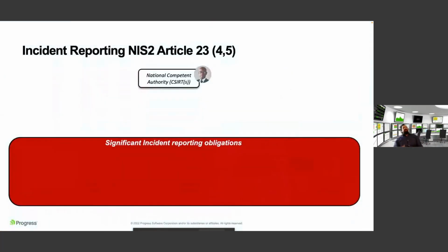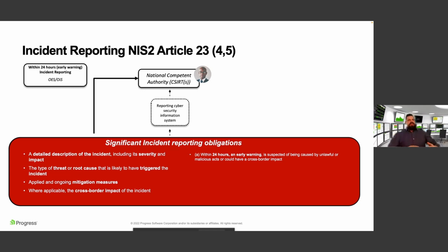And the incident reporting based on the directive Article 23, describing points 4 and 5, because 4 is for essential entities and 5 for important entities. It's all about significant incident reporting obligations. What does it mean? Within 24 hours, the essential or important entity needs to report the incident as an early warning. That means they suspect it is caused by unlawful or malicious acts or could have a cross-border impact. They can use, and they will use, central cybersecurity reporting information systems, which will be managed by the national competent authority, depending on the country or EU member state.